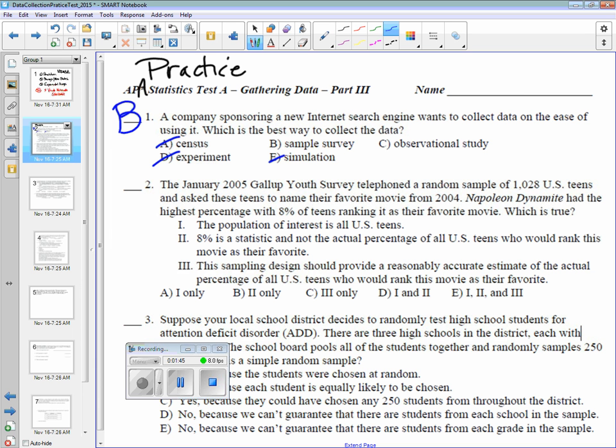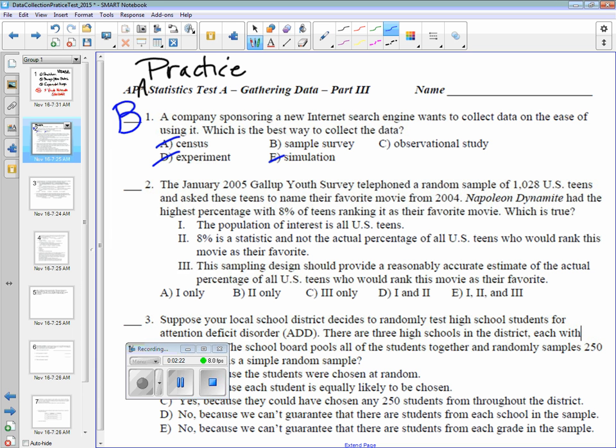All right, number 2, we have this 1, 2, and 3 kind of a Roman numeral question here. We have a Gallup Youth Survey. We have a telephone poll of a random sample of teens, and we're looking for their favorite movie from 2004, and Napoleon Dynamite had the highest percentage, which is true. Okay, so if you look at number 2 here, actually I think they're all true, aren't they? The population of interest is all U.S. teens. 8% is a statistic. It's not a parameter because it's based on our sample.